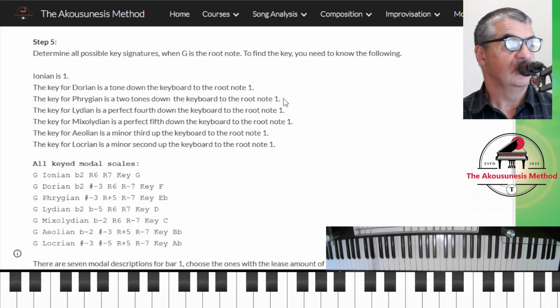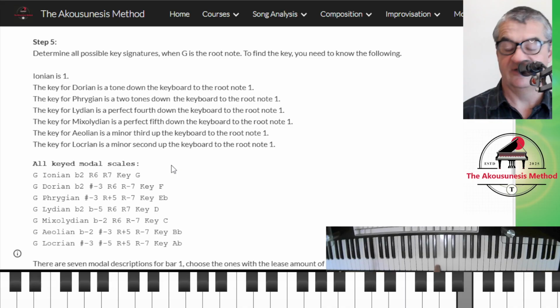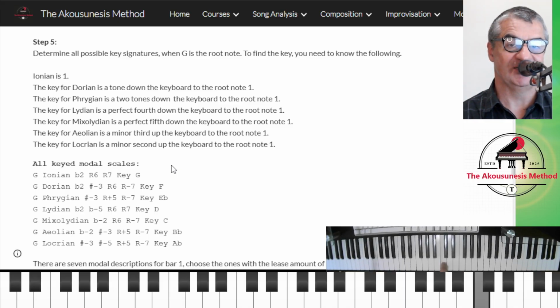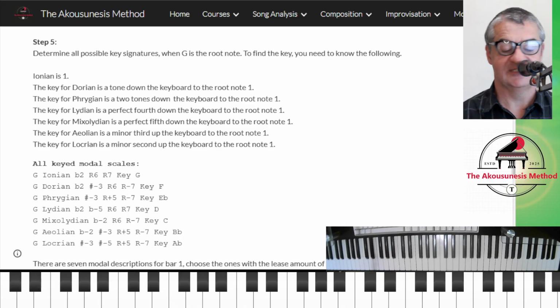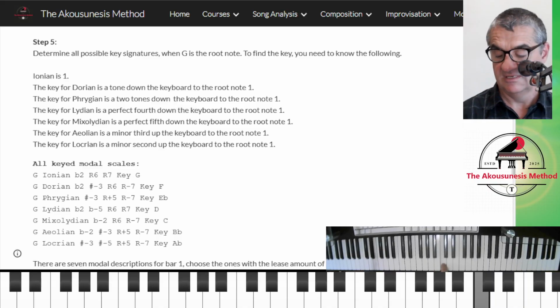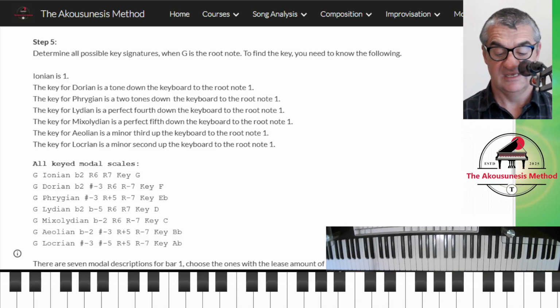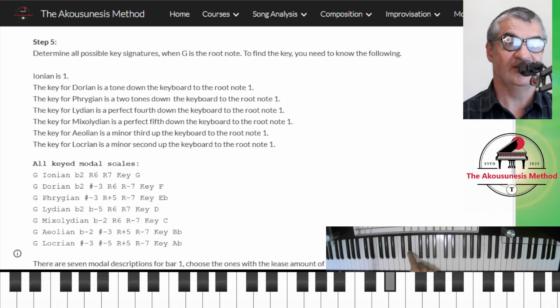B. Locrian's easy because a Locrian is just the next note up, a semitone, right? A minor 2nd up. The key for Locrian is a minor 2nd up the keyboard to the root note. So if someone says B Locrian, the key for that is going to be C. If I say E flat Locrian, the key is going to be E. If I say A flat Locrian, the key is going to be A. Okay? If I say C Locrian, the key is going to be D flat.